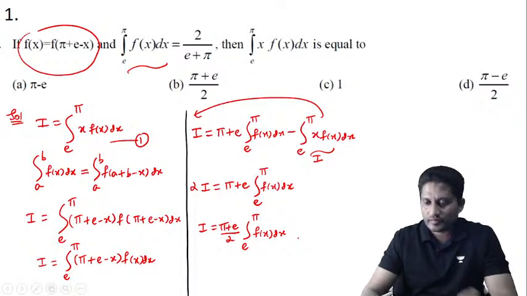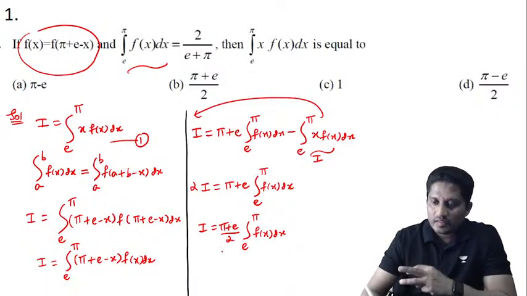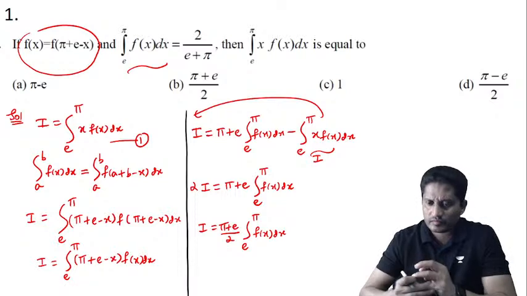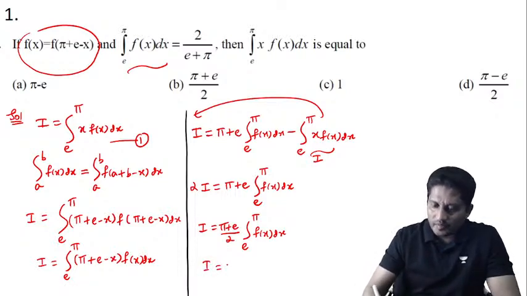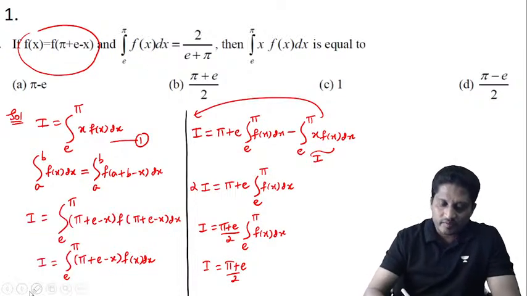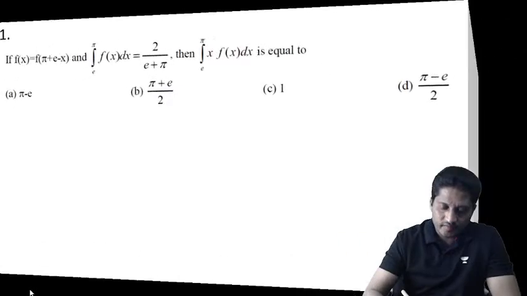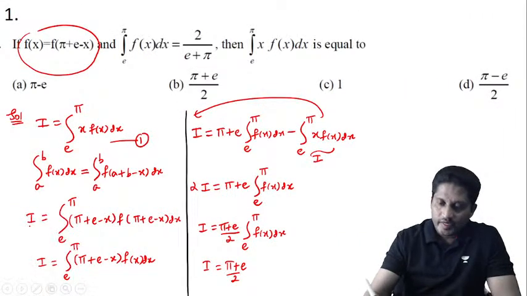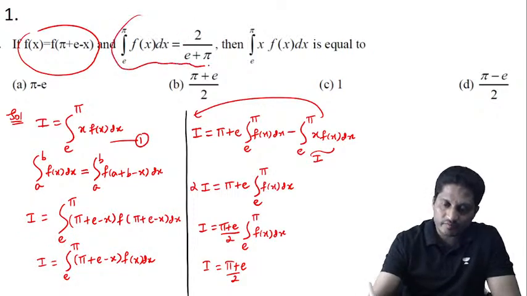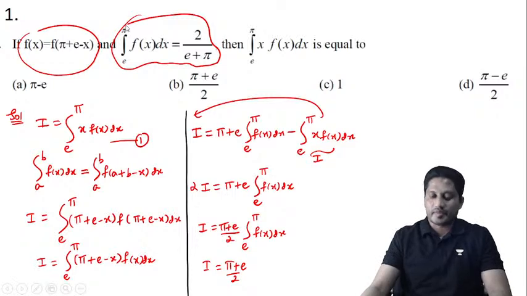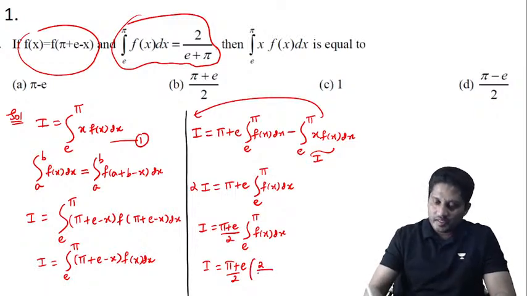Alright, now this value is also given. It is given in the problem that integration of e to pi f of x dx is equal to 2 divided by e plus pi. So this will cancel, 2 as well. You will get the answer as 1. Answer is option C.